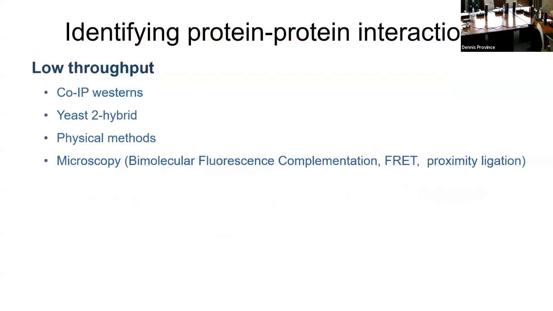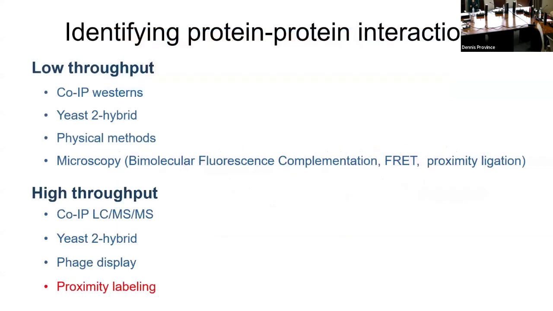Okay. So this is basic stuff. A lot of us in the world of biology and molecular biology are interested in identifying protein-protein interactions. So we have our set of low throughput methods that we use: co-IP, Westerns, yeast two hybrid, various physical methods. And then there's a lot of microscopy methods that I run across, quite finicky and a lot of work to set up. But if you want to see two molecules interacting in a cell, particularly in a live cell, these can be quite useful.